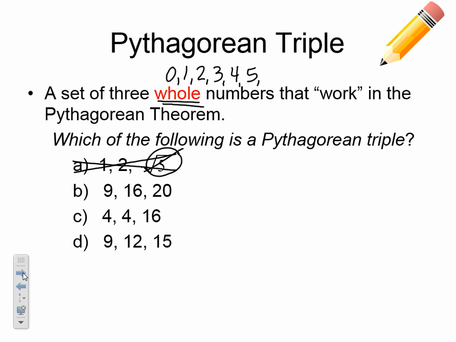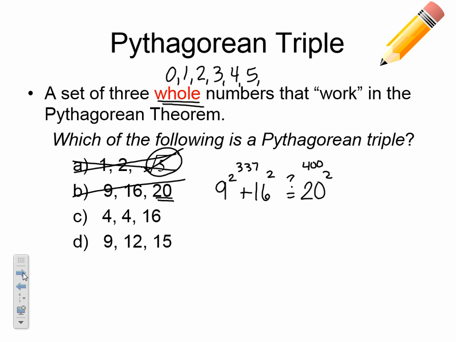Since 20 is the longest here, it would be the hypotenuse. I can plug them into the Pythagorean theorem and it makes sense. So if I do 9 squared plus 16 squared, is that equal to 20 squared? I would go to my calculator and figure it out. 9 squared is 81, 16 squared is 256, and 9 squared plus 16 squared is 337. And then 20 squared is 400. So the answer to that one is no. That does not work, so it is not a Pythagorean triple.